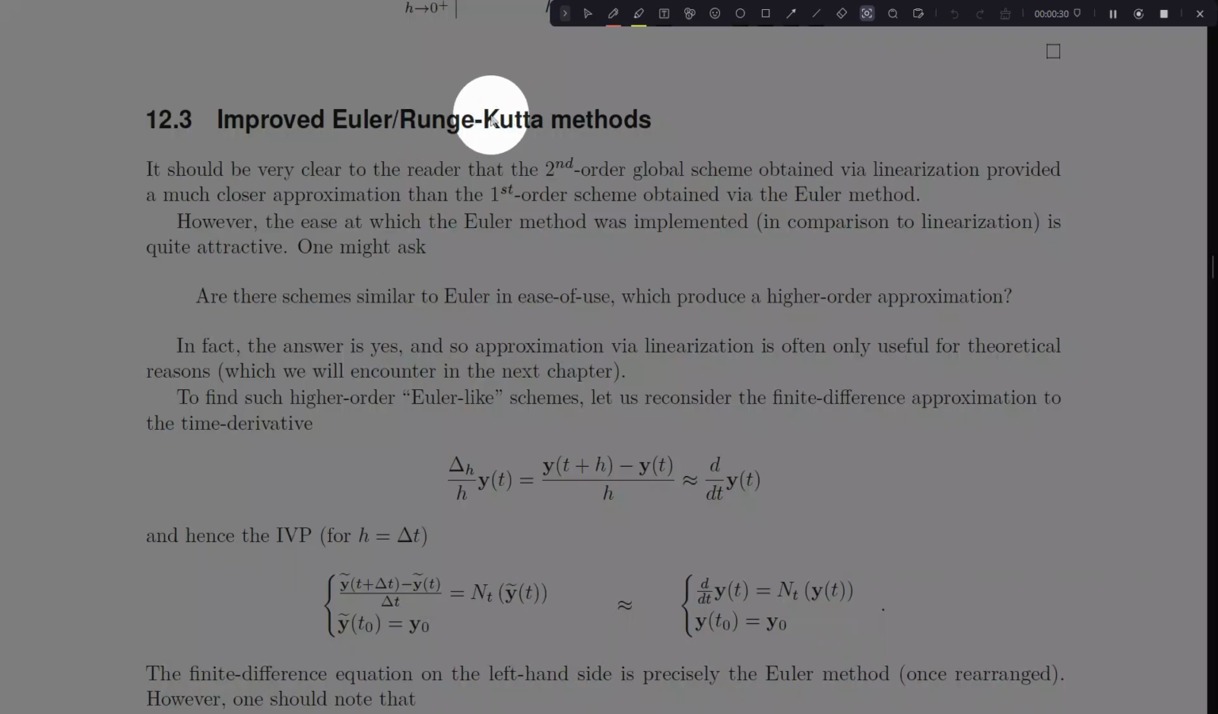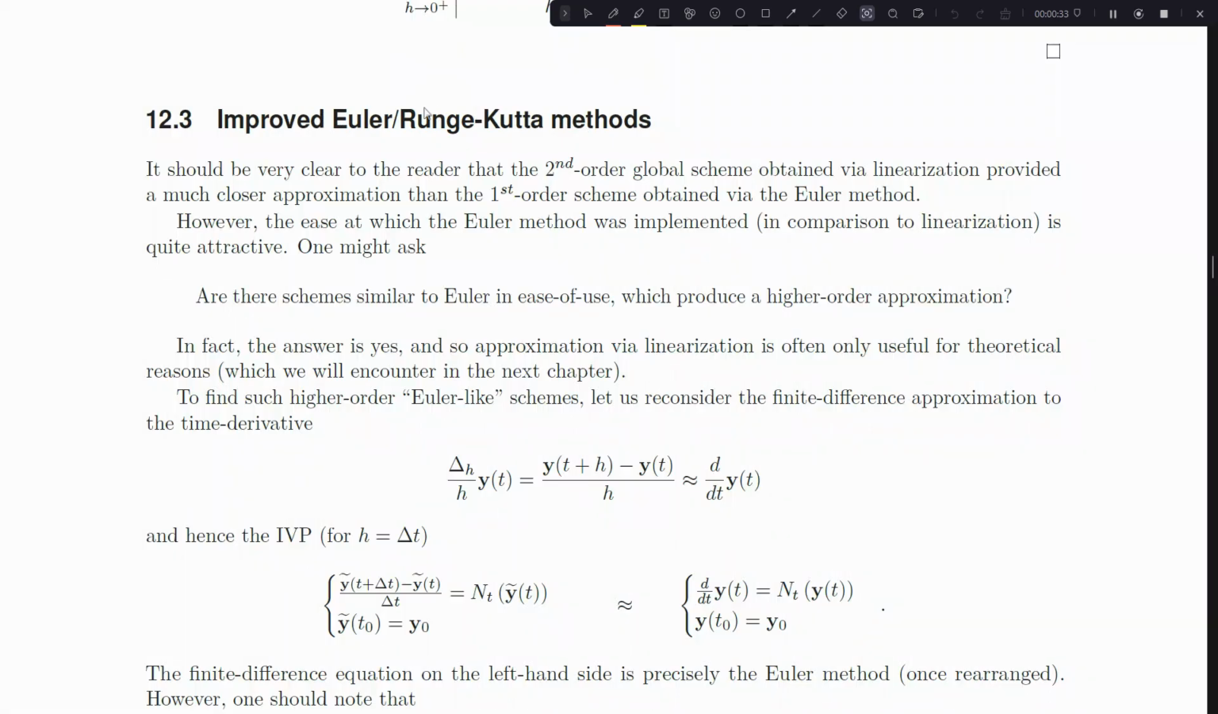It's pronounced Runge-Kutta, not Runge-Kutta. This has nothing to do with the 90s metal hybrid music sensation of grunge. And hopefully you can all pronounce Euler by now. But Runge-Kutta is how we pronounce these.